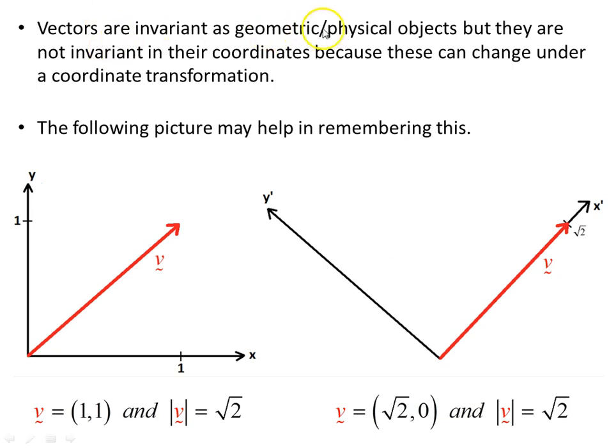So vectors are invariant as geometric physical objects, but they are not invariant in their coordinates, because these can change under a coordinate transformation. So the following picture may help you remember this. Here's our vector in the xy Cartesian system. Now rotate the space around it to give you a different coordinate system. You get the x prime, y prime Cartesian coordinate system. The magnitude of the vector is the same in both coordinate systems. It's just that under the coordinate transformation, the coordinates change from (1, 1) to (square root 2, 0). And that is that.